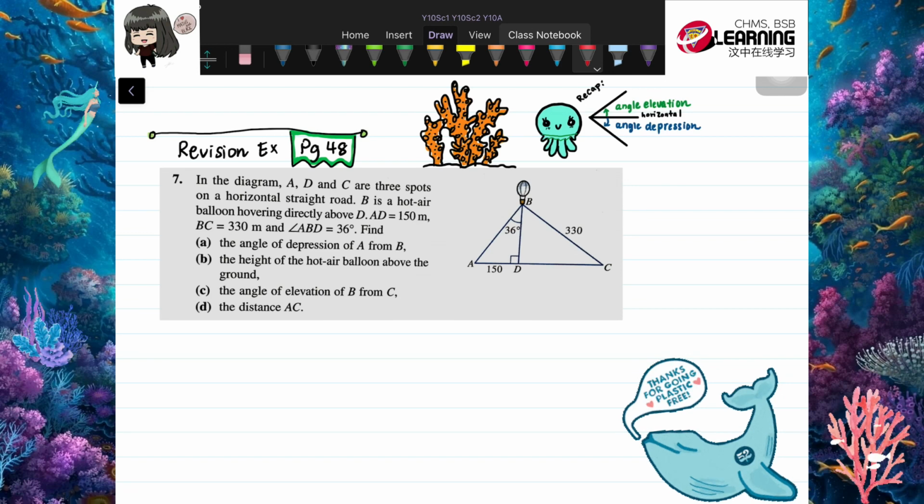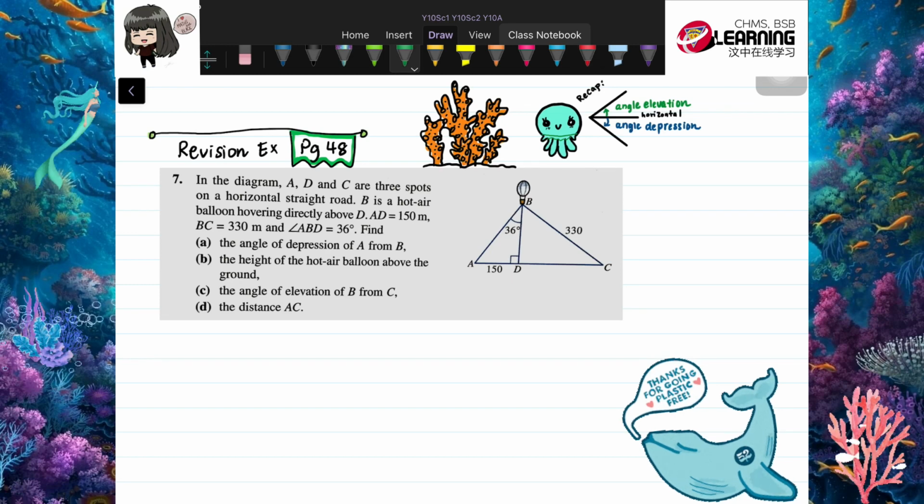Okay, so this question here, B is a hot air balloon hovering directly above D. AD, 150, 330, 36 is already on the diagram. Find the angle of depression of A from B. Okay, angle of depression is downwards angle. It's looking down, so it's a downwards angle from horizontal.